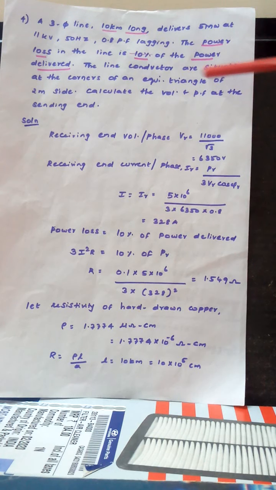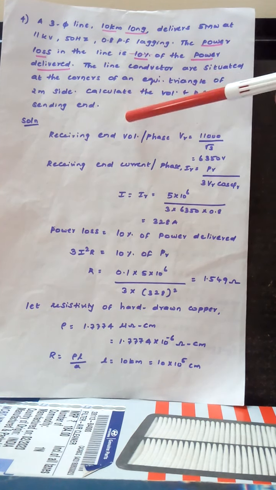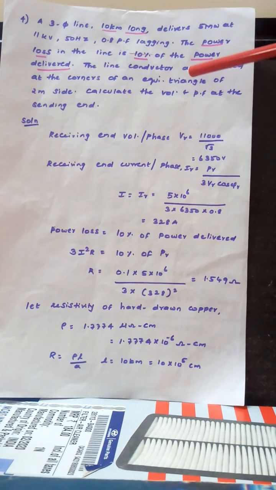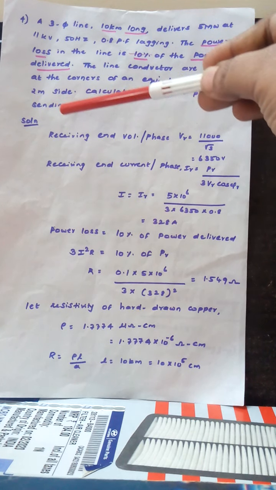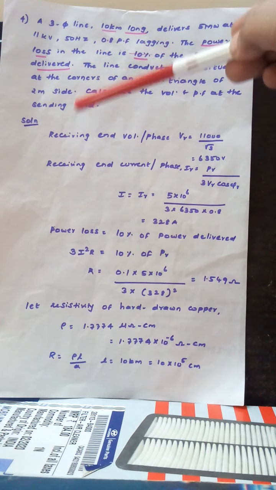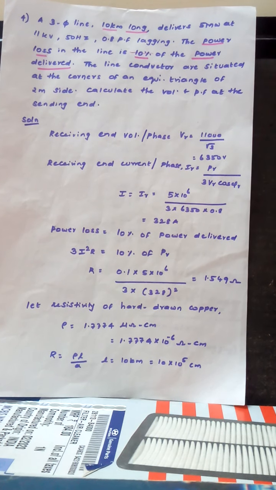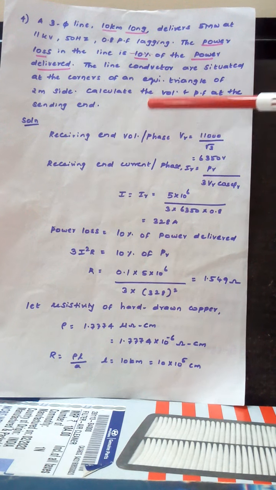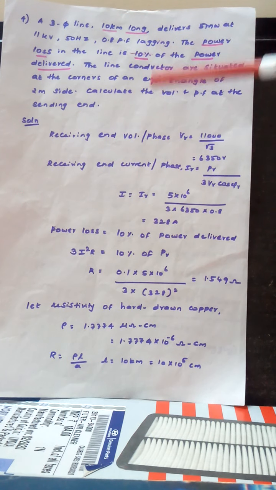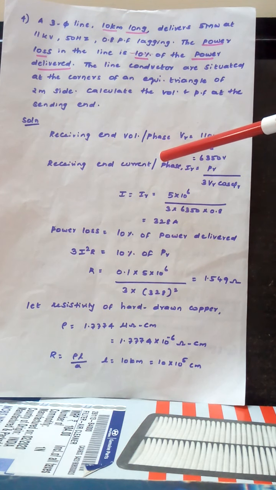And here they have given that the line conductors are situated at the corners of an equilateral triangle of 2 meter side. So the three conductors are placed with equilateral spacing, and they have given the spacing between the conductors as 2 meter. Using this we have to find the inductance L, then we have to find our sending end voltage and sending end power factor. The receiving end voltage is given, so we have to find it per phase.